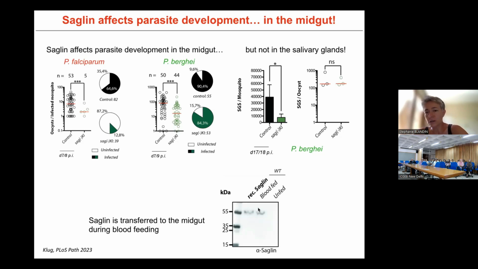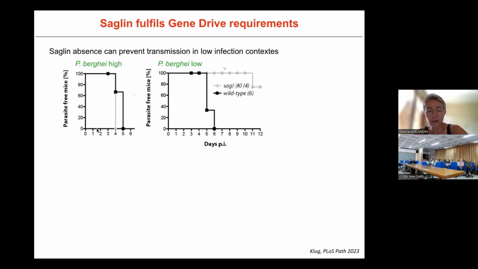Now, another question that was very important for us was to figure out if these saglin deficient mosquitoes that overall carry fewer parasites would be as good as the wild type to transmit malaria parasites, or preferentially not as good. And that's what is shown here.